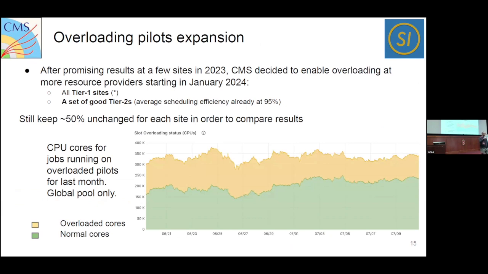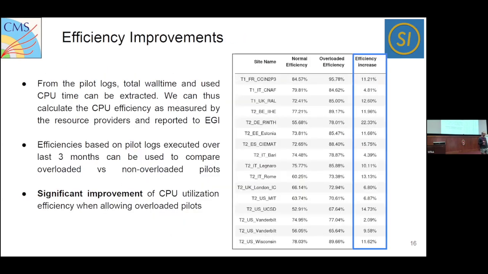We kept the same strategy of keeping 50% of the resources of the compute element unchanged, and we are at a point now where, this is a picture of the global pool, we are at a point where half of our resources, a little bit less, are from overloaded sites.